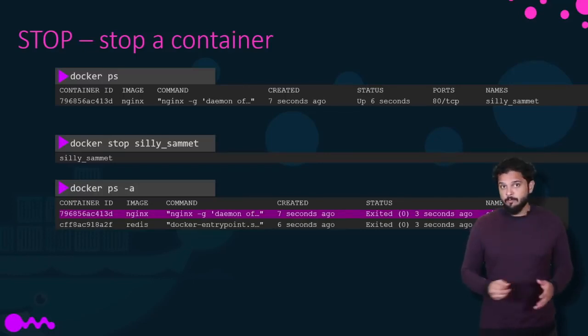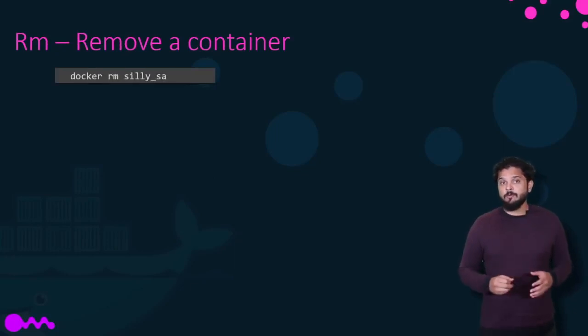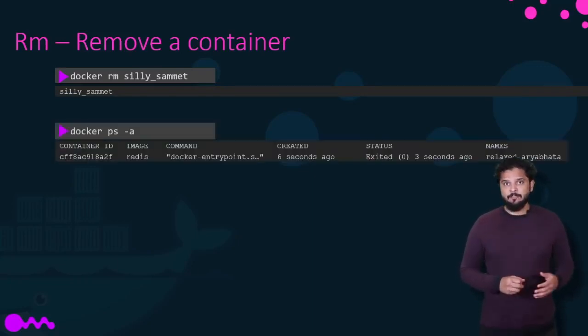Now, what if we don't want this container lying around consuming space? What if we want to get rid of it for good? Use the docker rm command to remove a stopped or exited container permanently. If it prints the name back, we're good. Run the docker ps command again to verify that it's no longer present.